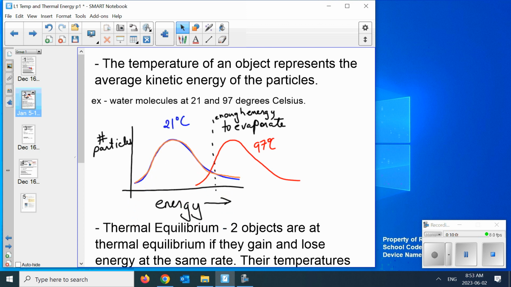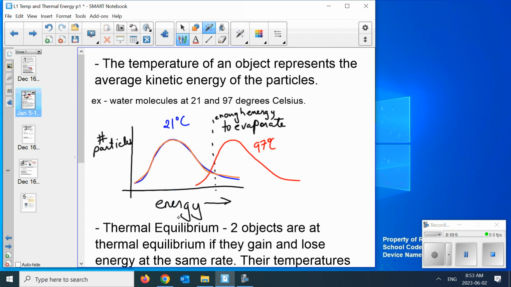So we have a bell curve, kind of skewed a little bit, to represent the average energy of these molecules. At 21 degrees, I have a dotted line. This dotted line. This is the point. Anything beyond this has enough energy to evaporate. Because, just think of this. If this is all of the molecules, the distribution of the different energies at 21 degrees, most of them have this energy here. That's sort of the center, the average of the molecules' energy.